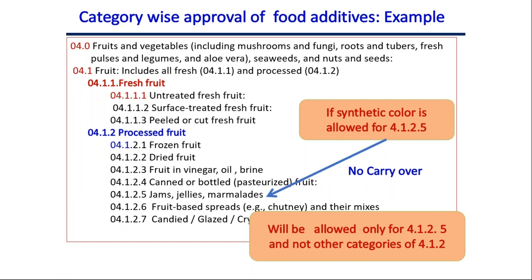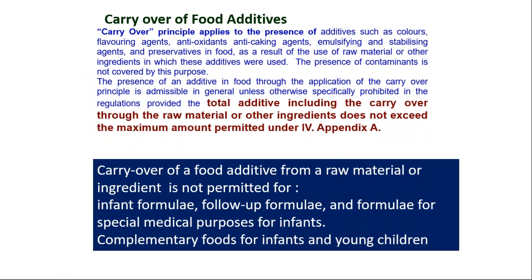So this is the category-wise approval of food additives. And then we have, in the rules and regulations, what is known as the carryover of food additives. This carryover principle applies to the presence of additives such as colors, flavoring agents, antioxidants, anti-caking agents, emulsifiers, and preservatives in foods as a result of the use of raw material or ingredients in which these additives were used.